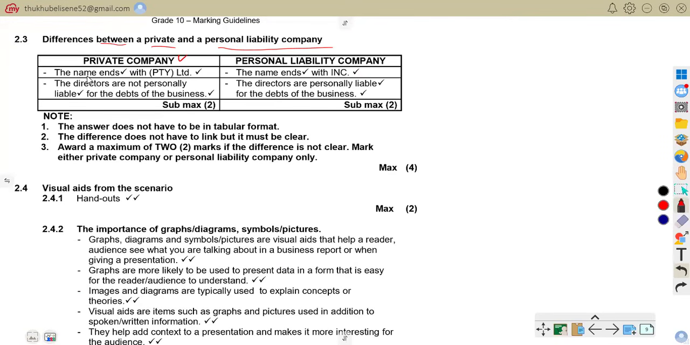With a private company, the name ends with Proprietary Ltd. Directors are not personally liable for debts of the business. If the business has debts, the directors are not personally liable. With a personal liability company, the name ends with NC, and directors are personally liable for the debts of the business. If there are debts in the company, the directors are liable, so they are going to pay for those debts. That is that. Let us go to question 2.4.